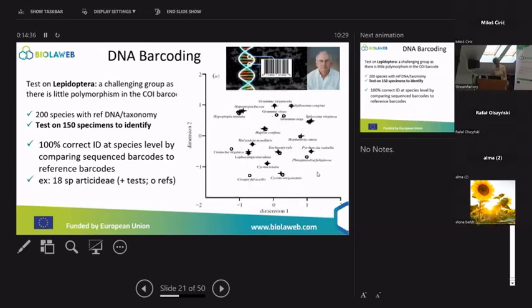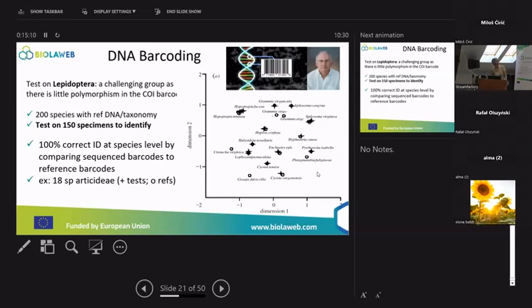Here you have a small subset of these specimens. You have 18 species from the test. In the graph, the cross stands for the specimens that were to be identified, and the circle stands for the references that were already in the database. And when you see a cross and a circle that are together, that means that the test, the cross, was correctly identified to this species.